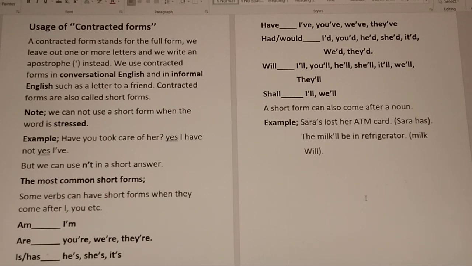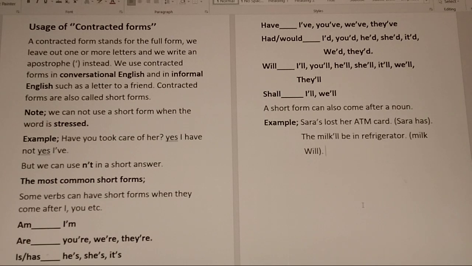Had and would: I had, you had, he had, she had, it had, I would, you would, he would, she would, it would, we would, they would, we had, they had. So these all are contracted and short forms of had and would. Will: I will, you will, he will, she will, it will, we will, they will. And the last one, shall: I shall, we shall.